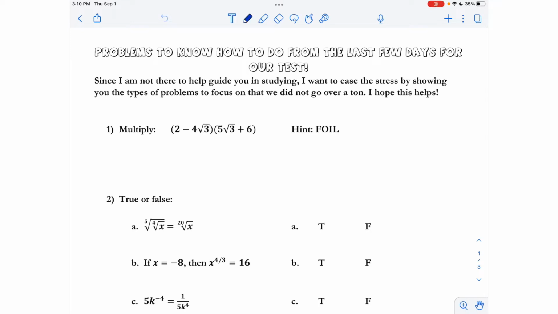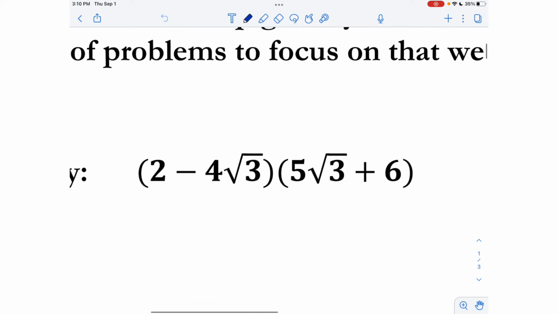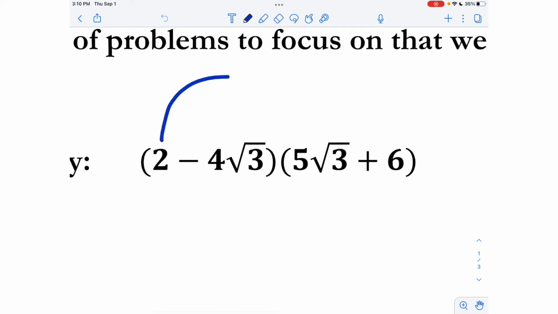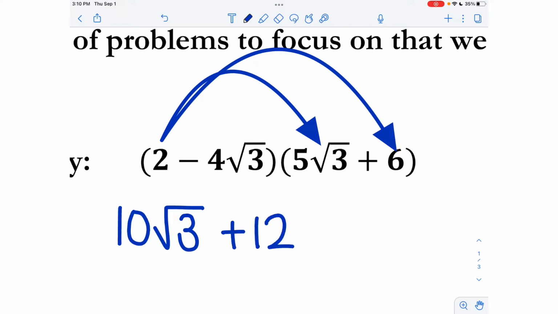We're going to dive in. There is a problem on there that just gives you something like this and says multiply. So what they want you to do is FOIL. We're going to take the first times the first: 2 times 5 gives me 10 with this root 3. And this is just 2 times 6, so plus 12. On the insides, I'm going to multiply the two outside parts together.